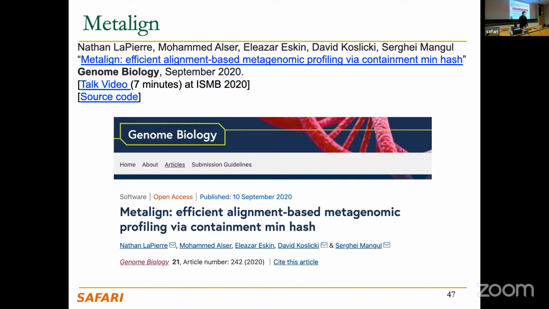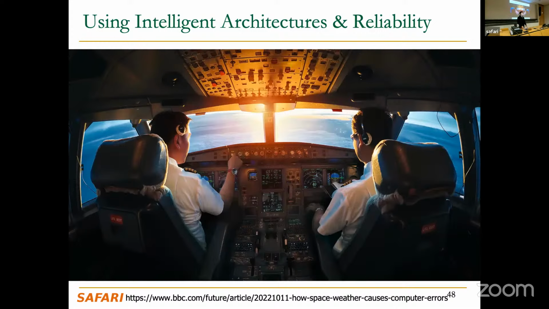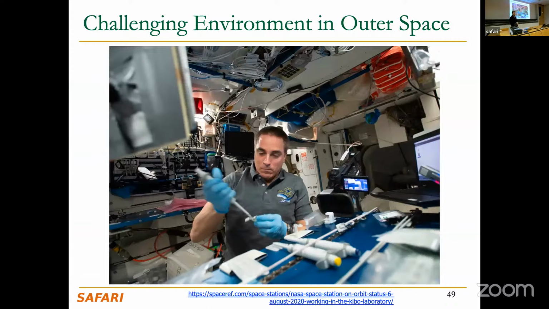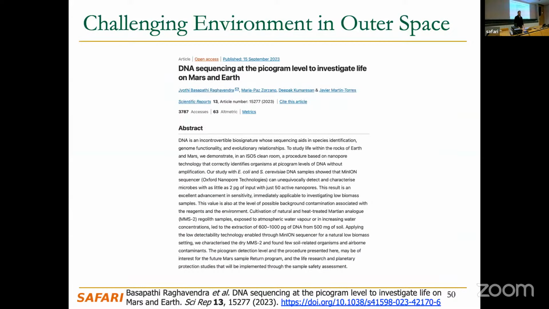So one of the last points is that using intelligent architectures, and also reliability, is extremely important. I put this picture, which is not really related to the genome analysis, but I think it gives a really good perspective. When you're on a plane, you really don't want the plane to have a failure, right? You're really relying on this, and this is also very similar in genome analysis. You're really relying on the device that is performing the analysis, and this is even more sensitive because we're doing genome analysis even in extreme environments, for example in outer space and even on Mars. So this is a paper that came out about a month ago, extremely interesting.